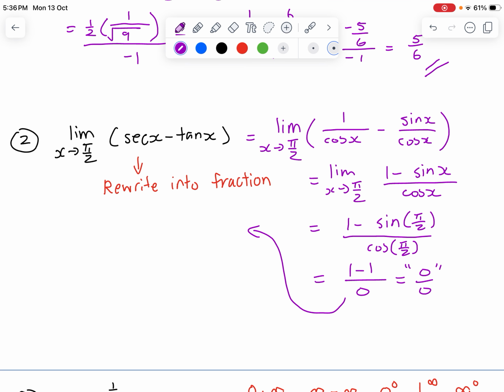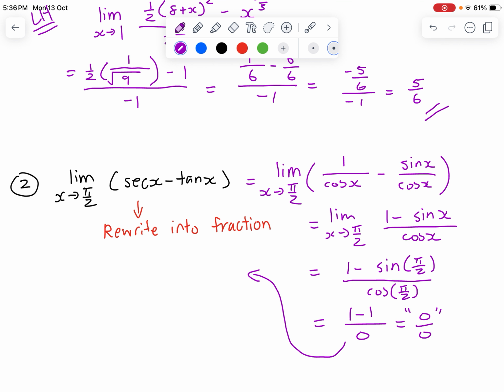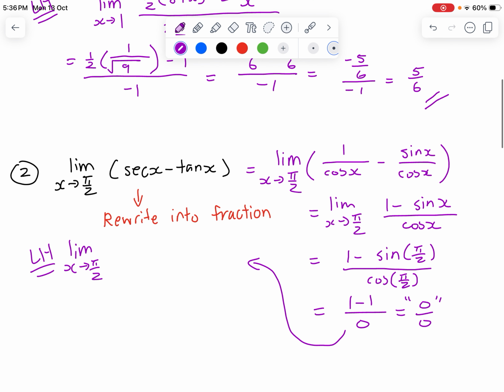So what we want to do now is apply L'Hospital's rule, where again we differentiate the top and bottom functions. For 1 minus sine x, the 1 just cancels out, so I have negative sine x, and its derivative is negative cosine x for the top function. For the bottom function, cosine x, the derivative is negative sine x.